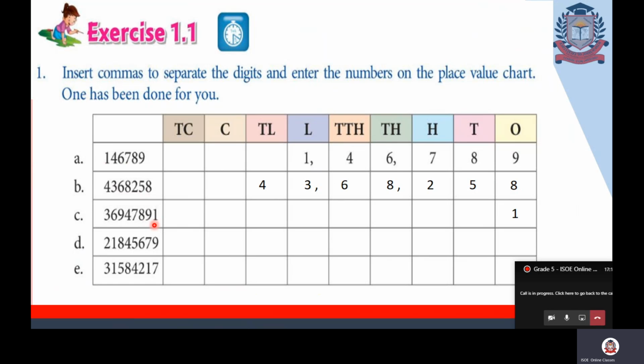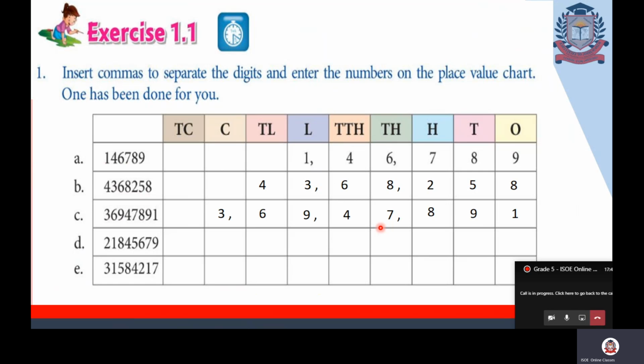See, 1 goes under 1's place. 9 goes under 10's place. 8 goes under 100's place. 7 goes under 1000's place. 4 goes under 10,000's place. 9 goes under lakhs place. 6 goes under 10 lakhs place. And 3 goes under crores place. So this is how I have arranged this number in the place value chart.